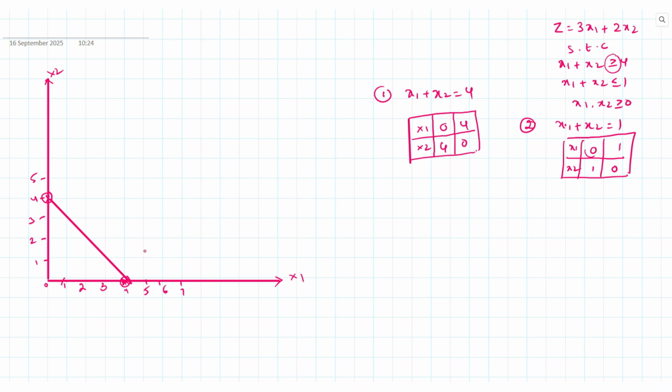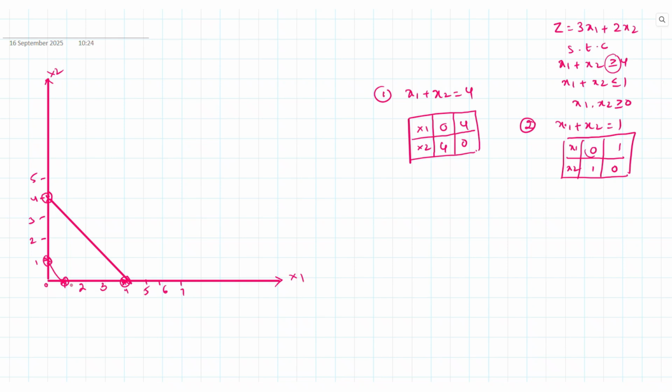Similarly for the second equation, you can see when x1 is 0, the x2 value was 1, and when x2 is 0, the x1 value was 1. So the equation becomes like this, and we joined these two.